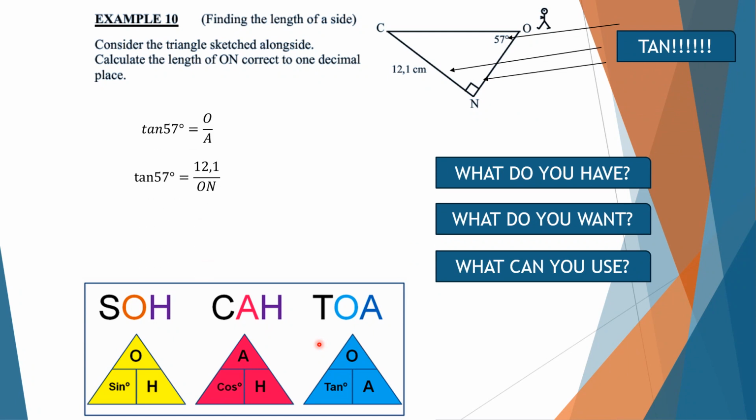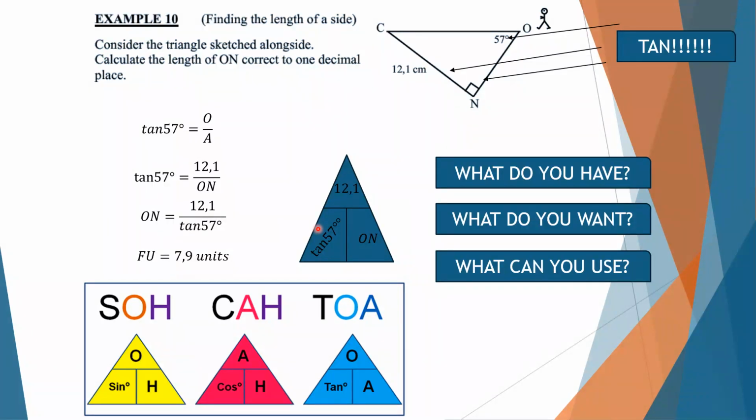So we write our equation. Tan 57 is opposite over adjacent, which substituted is 12.1 over ON. We use our little triangle, tan 57 bottom left, 12.1 on top, and ON in the bottom. So for us to get ON, we say 12.1 divided by tan 57, which gives us 7.9. This is a mistake on my part over here. That should be ON.